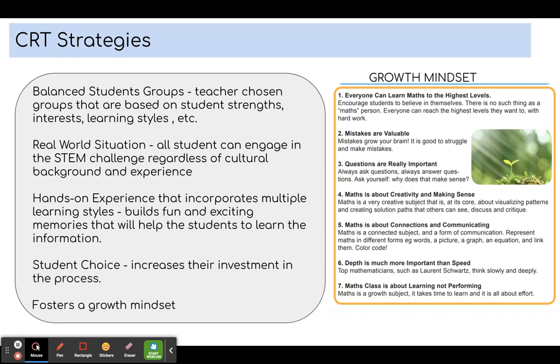The CRT strategies: I'll have balanced student groups that I have chosen. We'll have a real-world situation where all students can engage in the challenge, regardless of their background, experience, or if they're ELA. We'll have hands-on experience that uses a multimodality approach, so kinesthetic, auditory, visual, and of course, we'll use technology to help enhance the learning. Student choice will increase their investment in the process, and I am always trying to foster a growth mindset, and this is from Joe Boaler about growth mindset.